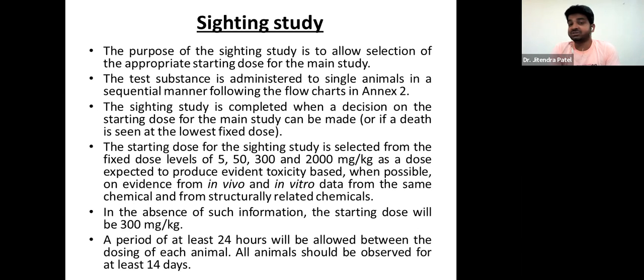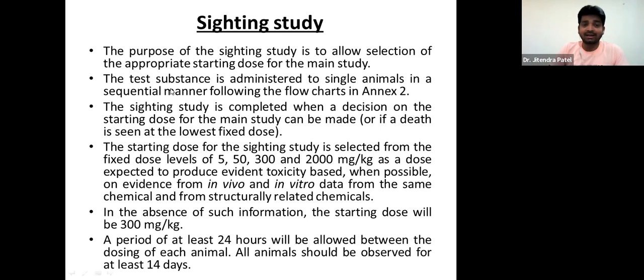Then the sighting study, that's very important. Sometimes the sighting study will help you to determine whether to stop or initiate the study. The purpose of the sighting study is to allow selection of an appropriate starting dose for the main study. Before the main study we have to do the sighting study, just to see from where we can start, whether from 50 mg per kg or 300 mg per kg, depending on the kind of chemical or extract we have.